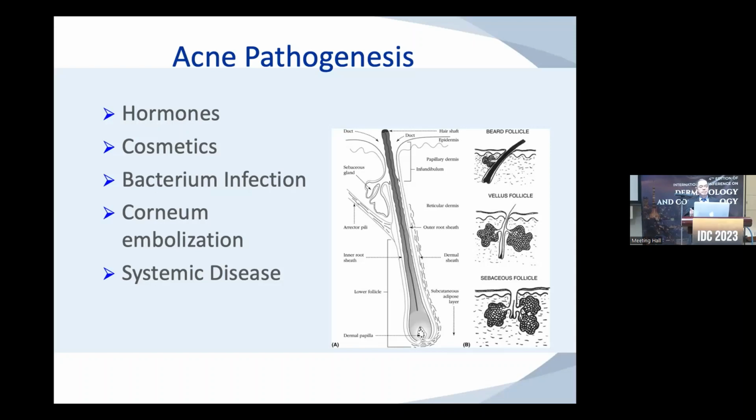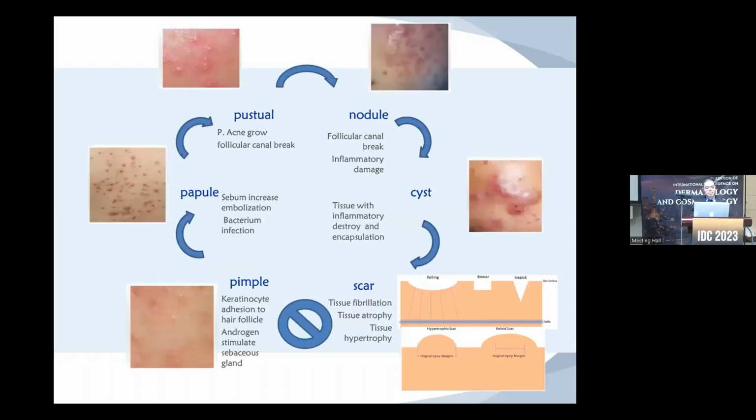The pathogenesis comes from hormones, cosmetics, bacterial infection, corneal embolization, and systemic disease. At different stages of this disease, we have different clinical manifestations. In the early stage, we have pimples, papules, and pustules, and in the late stage, maybe nodules, cysts, and scars. For scars, we have atrophic or hypertrophic scars.